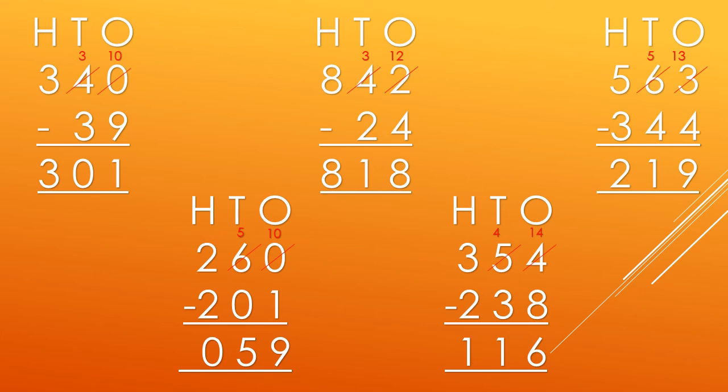4 minus 3 is equal to 1. Write 1 under tens. Now subtract 100. 3 minus 2 is equal to 1. Write 1 under 100. So 354 minus 238 is equal to 116.